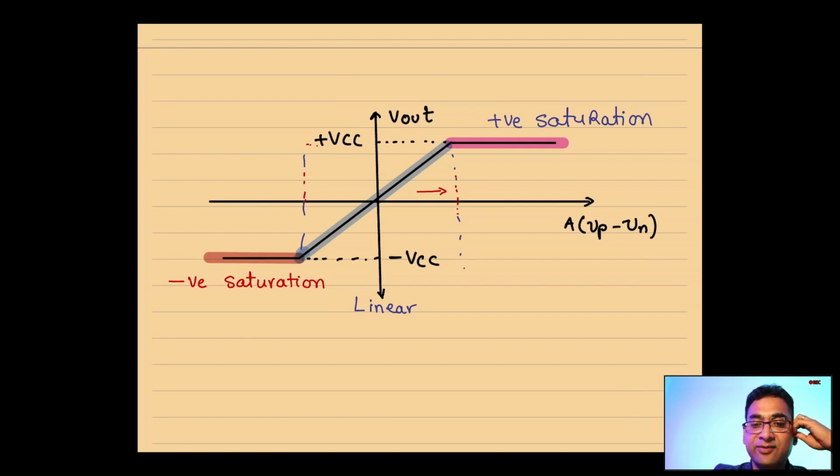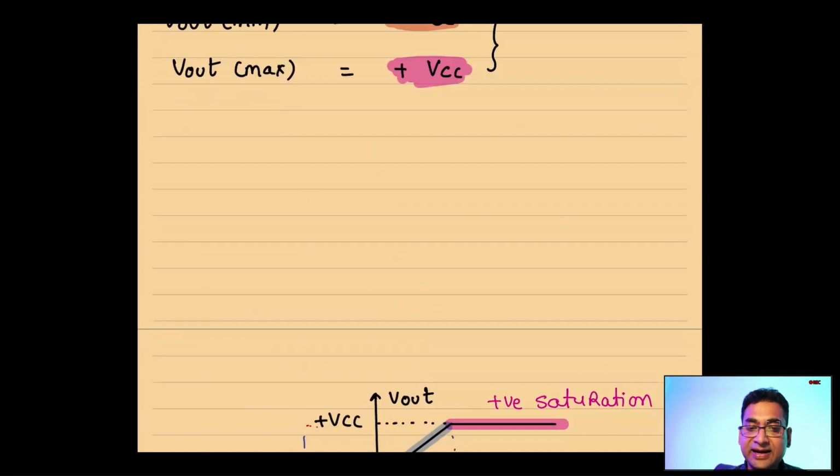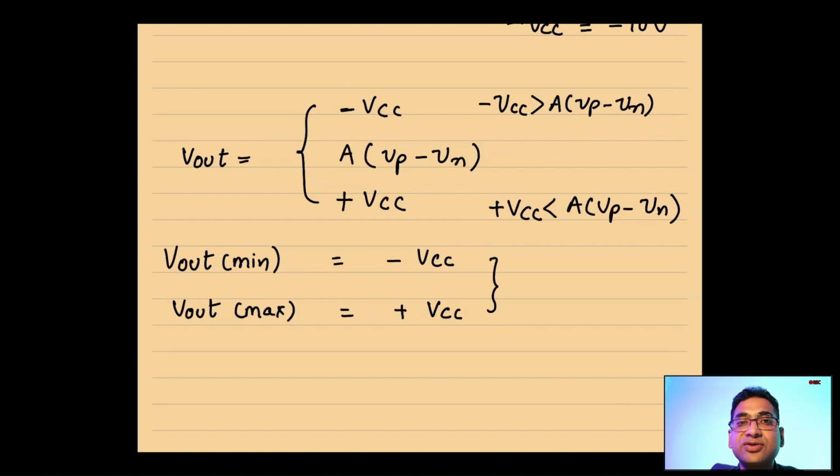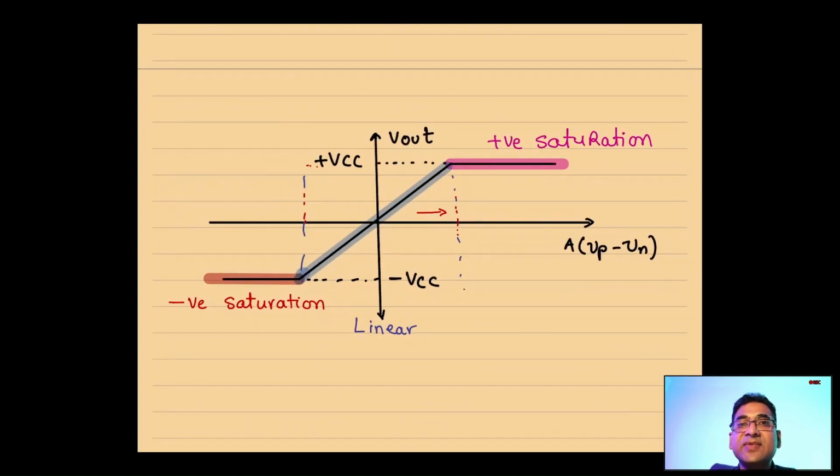Everybody with me? I'm going to go back and simply clear up all of this. But pay attention to the fact that the OpAmp has three regions of operation. Positive saturation is where the output is plus VCC. Negative saturation is where the OpAmp output is negative VCC. And the linear region of operation is where you want to operate most of the time.